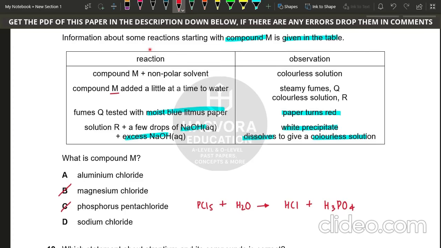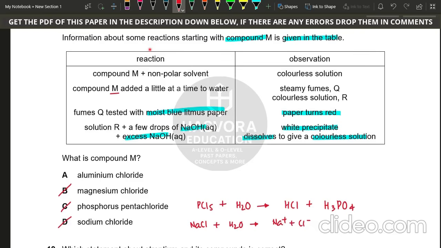Then let's see D, which is sodium chloride. Sodium chloride reacts with water and dissociates into ions, so it will be Na+ plus Cl-. It does not form any steamy fumes. Rather, it forms sodium hydroxide, which is a basic oxide and is dissolved. So this will also not be your answer because it does not produce any fumes.